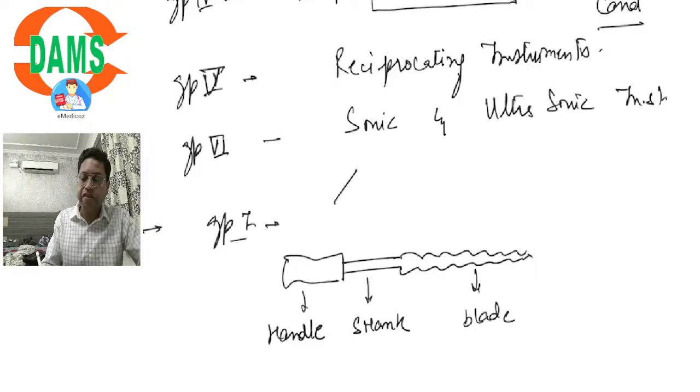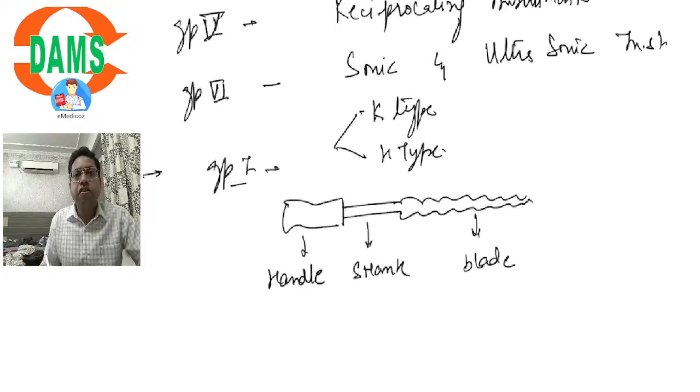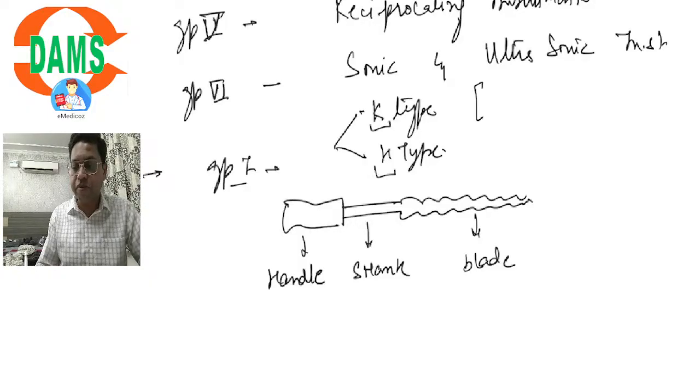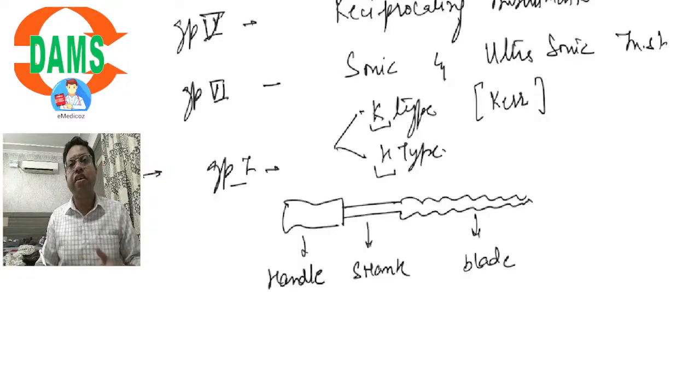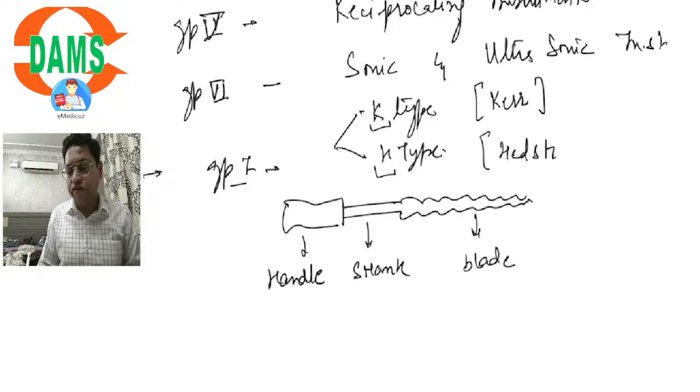These group 1 hand instruments are of 2 types: the K type instrument and the H type instrument. Both these instruments are ISO normed, meaning they follow certain standard design principles as mandated by the International Standardization Organization. The K type instruments, the word is derived from the Kerr Manufacturing Company. This was the first company that made the standard hand K type instruments. The H type instruments involve the Hedstrom instruments.